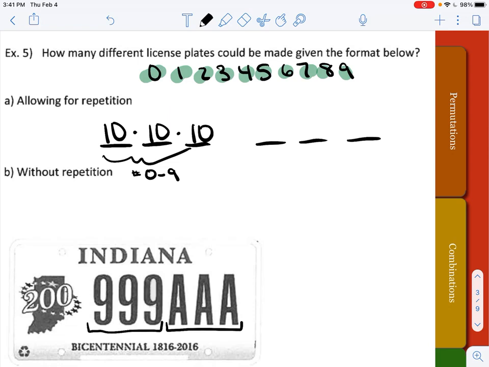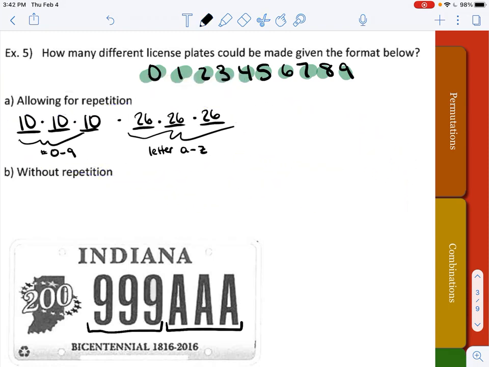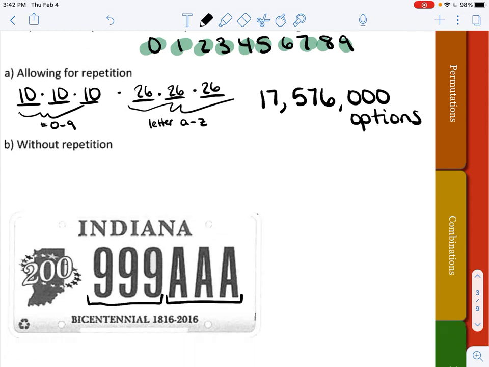Letters now, we're going to follow this up with letters. We need letters A to Z. Hopefully you guys know that there's 26 letters in the alphabet. So if we take 26 times 26 times 26, because we can repeat those letters, there are actually a lot of options. Because of our allowing for repetition, we have 17,576,000 different options just for this sort of plate.